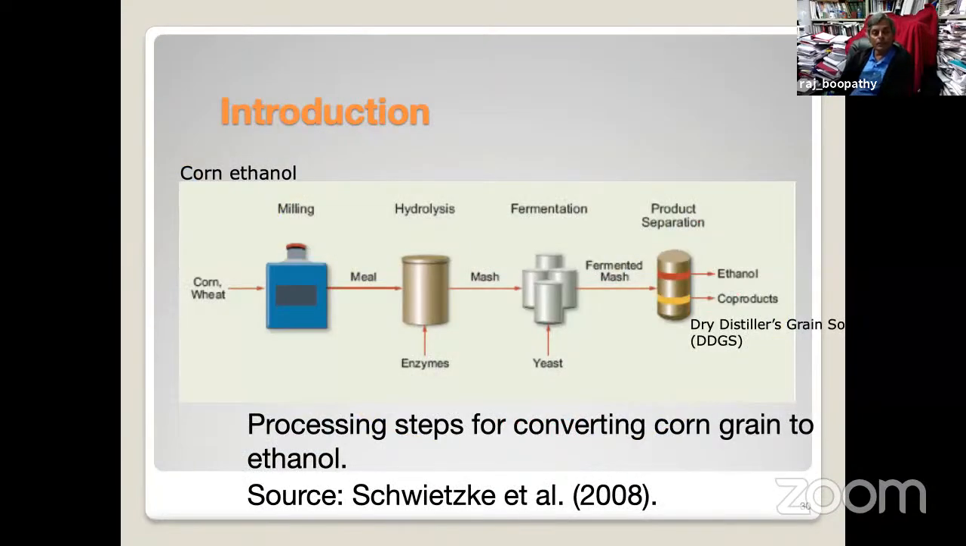So the steps involved in corn ethanol are: you take the raw material, that's corn or wheat, go through milling, and then we do enzymatic hydrolysis. This is where you add your amylase to break down starch to glucose, and then you go through mashing, and then you add your yeast. Fermentation takes place in big tanks, and then product separation takes place, and then you make ethanol. And dry distillers grain is one of the byproducts, which is used as animal feed. It has a lot of protein in it.